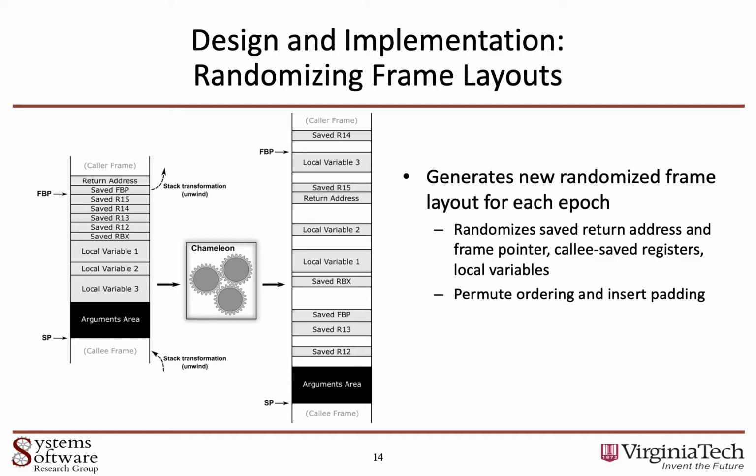In order to be able to randomize the different layout here, including the saved return address and all the callee saved registers, Chameleon modifies the Popcorn Linux compiler to insert extra no-op instructions so that Chameleon can insert extra code which will add padding. More details can be found in the paper.